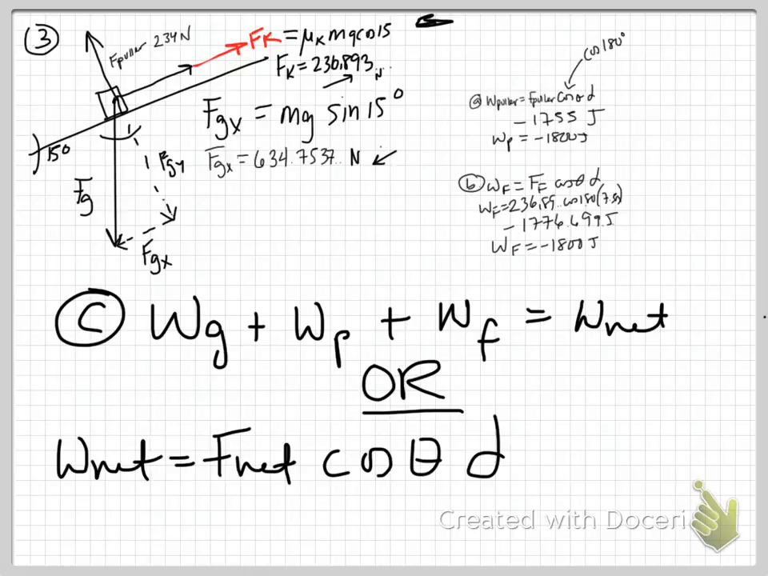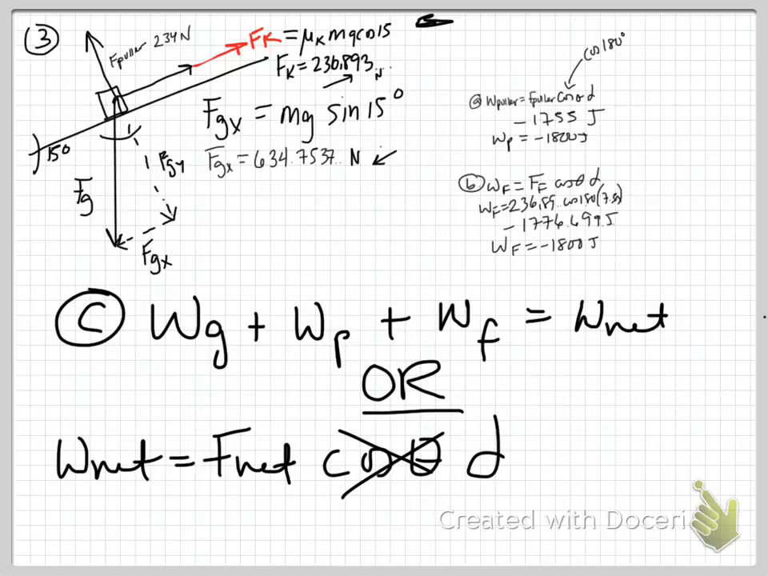Okay, so you have two options for C. You can either add up all the works to get your net work, or you can do net work equals net force times cosine theta d. If you are doing net work, the object is going to be moving in the direction of the net force. Always. So it's cosine 0, so you can really pretty much ignore that.